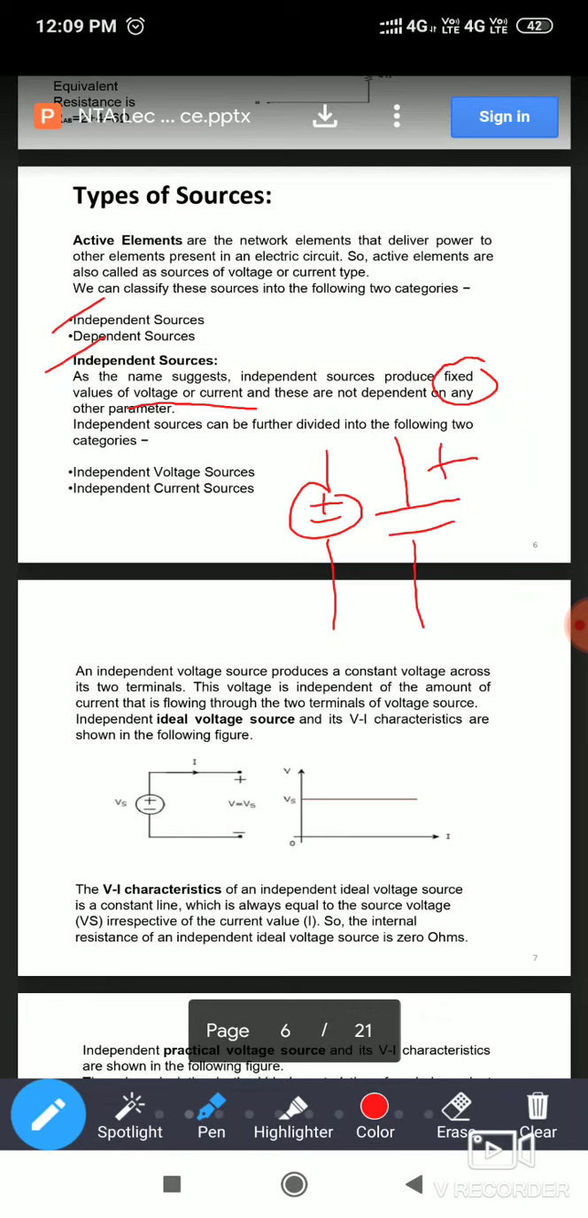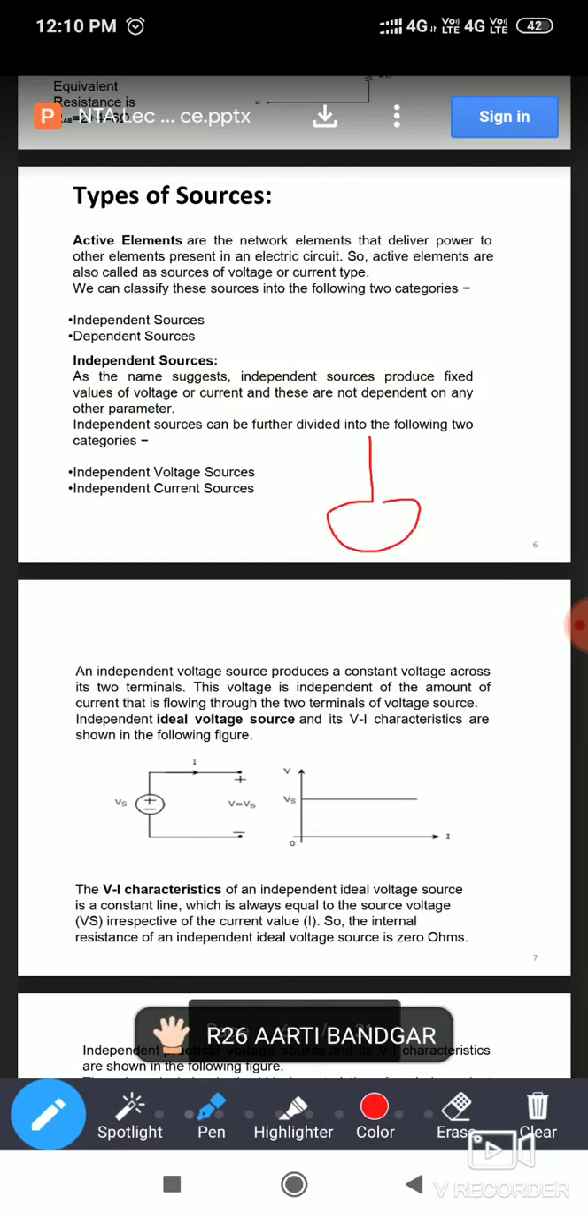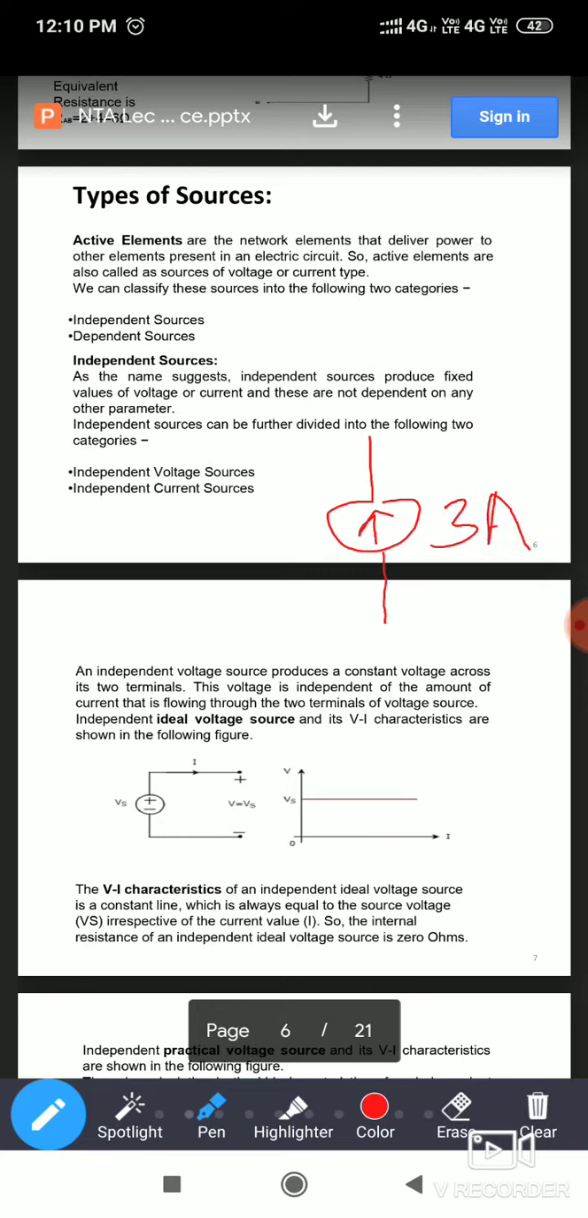The bigger plate is positive, the smaller plate is negative. So these are called, this will be the 2 volt, this will be the 5 volt. Such types of sources are called independent voltage source. Similarly, if a current source is there, that is shown by a circle and arrow. The arrow indicates the direction of current flow. Suppose this is 3 ampere. This is called an independent current source. The symbol is very important to identify which type of sources are present in the given circuit or network.